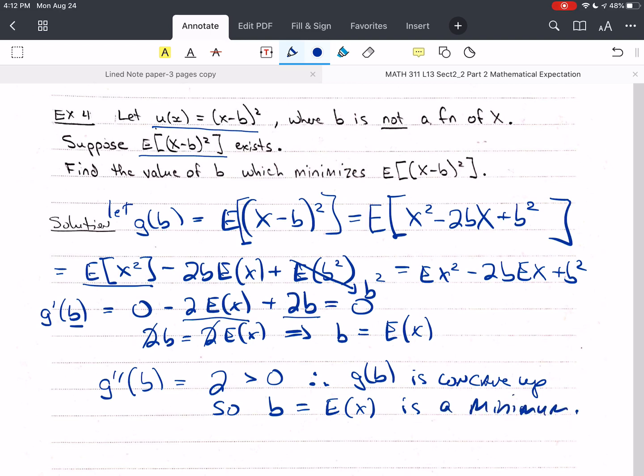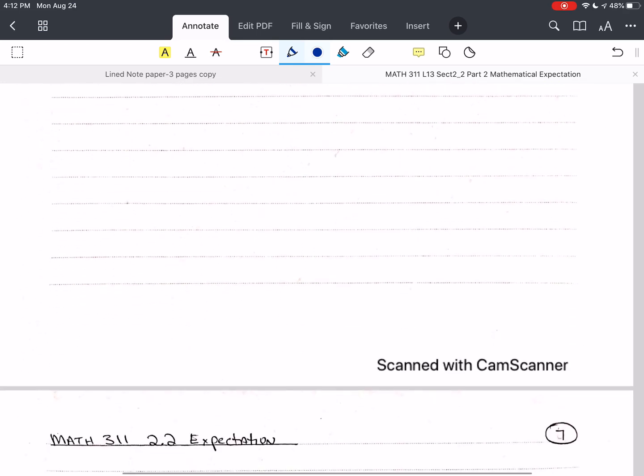So review your calculus. If that's not a maximum, it is concave up. So let's see, minimize. Yeah, this is a minimum. Yes, exactly. So I was right. I wrote it down on my other notes incorrectly, but it is a minimum. So there you go. That's the answer there.